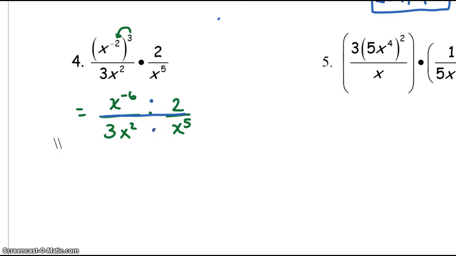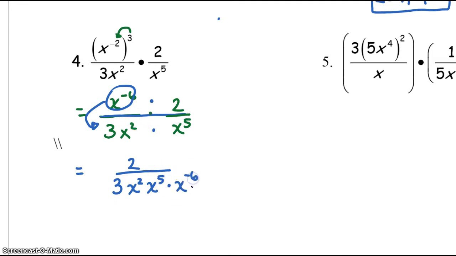put those multiplications. Now, I'm going to go ahead and circle this because I know I have to move it down because it's a negative exponent. Nothing else really has to move, so I'll keep the 2 on top. But then there's 3, x to the second, x to the fifth, but I'm going to go ahead and move x to the negative 6 to the denominator. Oh, I made a mistake. I hope you caught it. It's not supposed to be negative 6 anymore. It's supposed to be x to the 6th.